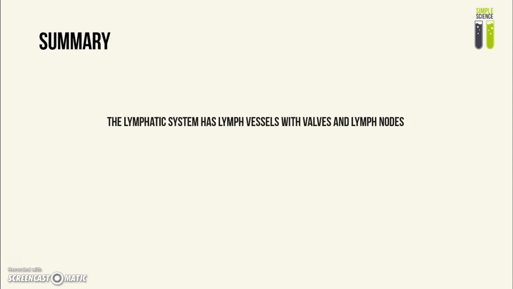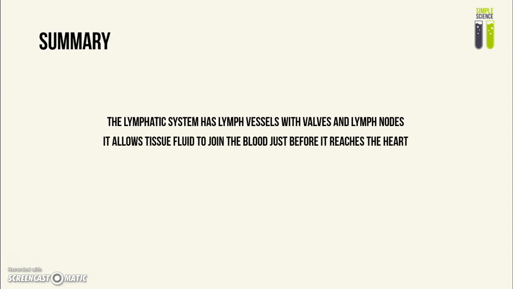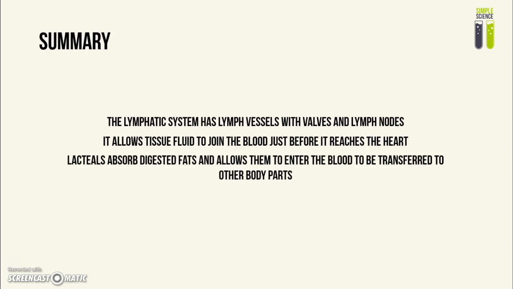So to summarize this video, the lymphatic system is made up of lymph vessels with valves in them and also lymph nodes. They play a role in body circulation of fluids in that they allow tissue fluid to rejoin the blood before it reaches the heart at the vein. And it also helps the absorption of digested fats in the small intestine, and it allows that digested fat to enter the bloodstream in order to be transferred to other body parts. And the lymphatic vessel that does this is called the lacteal. Their role in the body's immune system is that lymphocytes are made and stored at the lymph nodes.